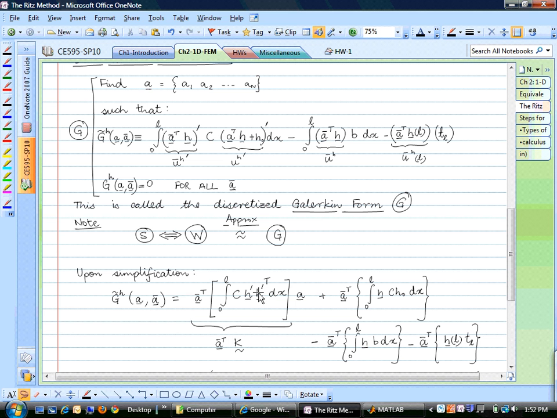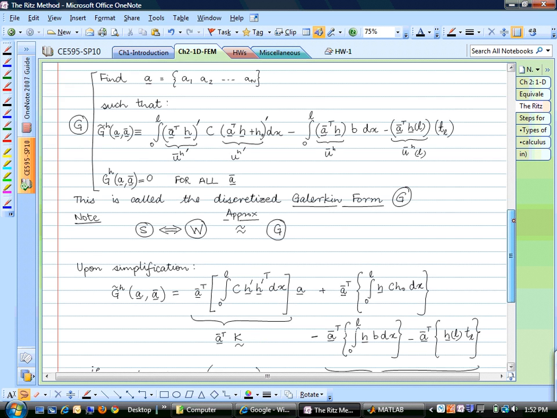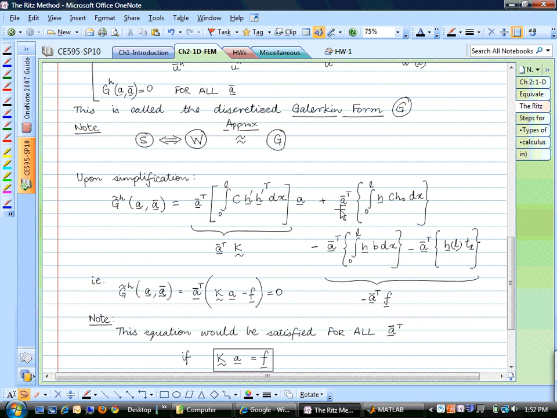So column vector multiplied by a row vector, that will give you a matrix. And that's why we have this K, that's called the stiffness matrix. And similarly, you can collect the right-hand side of those terms. Again, take out A bar common from the integral. And if you collect all those terms, you can express them as A bar transpose multiplied with F.